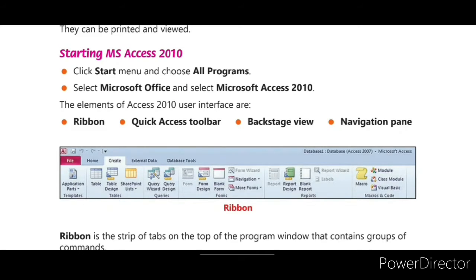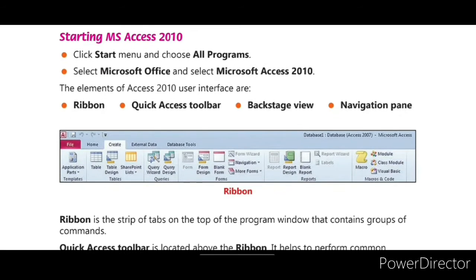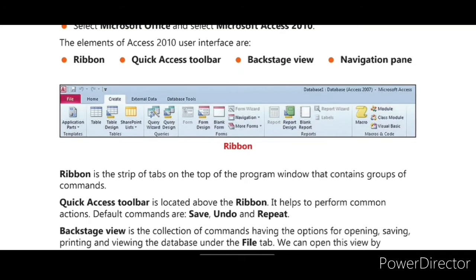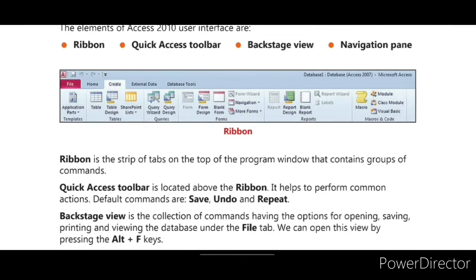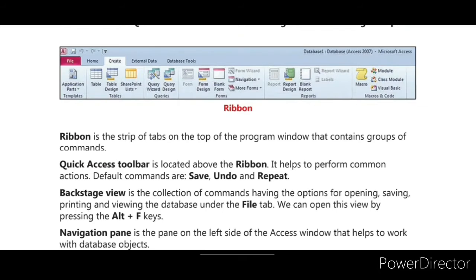So you're going to just click start menu, then all programs. Microsoft Office will appear. There you're going to select MS Access 2010. There are 4 basic elements of MS Access 2010. What are they? Ribbon, quick access toolbar, backstage view and navigation pane. What is the ribbon? Ribbon is a group of tabs located on the top of your program window, which contain groups of commands.